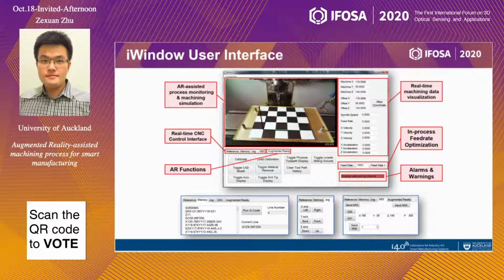The development interface integrated various functions, including real-time CNC control, real-time machining data visualization, AR-enabled process monitoring, machining simulation, and also in-process feed rate optimization. This interface provides an intuitive and comprehensive understanding of the machining processes, while simultaneously allowing operators to control the machine tool like using a normal CNC control panel.